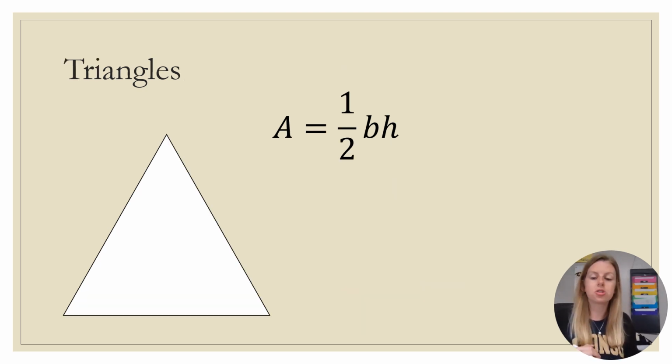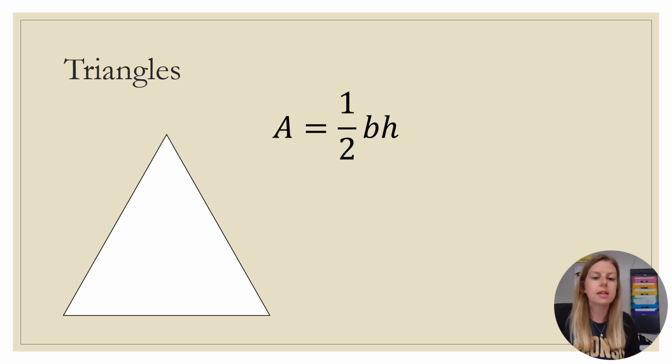Next one we're going to talk about is triangles. Again, should be kind of a refresher. Area equals 1/2 base times height. This is one of the only formulas that is not on your reference sheet, but a triangle is half of a square or half of a rectangle. So as long as you know your square and your rectangle, you just take half of it. So 1/2 base times height for triangles.